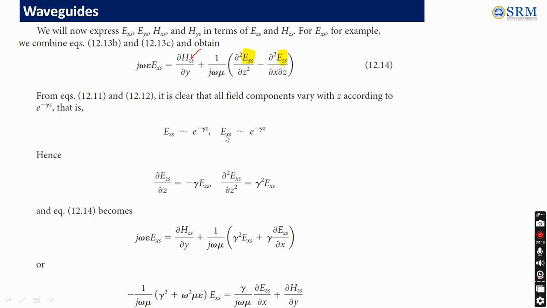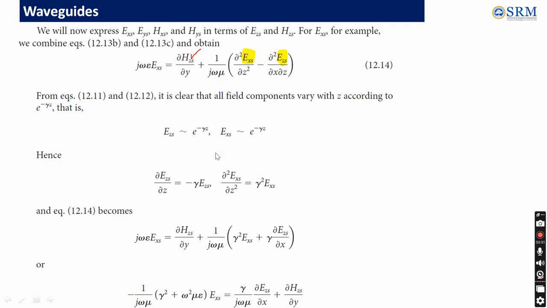Similarly, Ex_s should be. So we are going to find these terms, that is ∂Ez_s divided by ∂z I can find. With respect to z, if I differentiate, what comes? e^(-γz) into minus γ I will get. So that minus γ will be there. Instead of e^(-γz), I am going to substitute Ez_s only, for ∂Ex_s by ∂z². So one time differentiation, I got this.